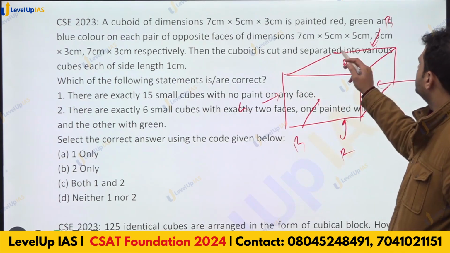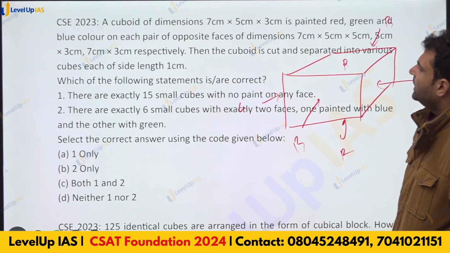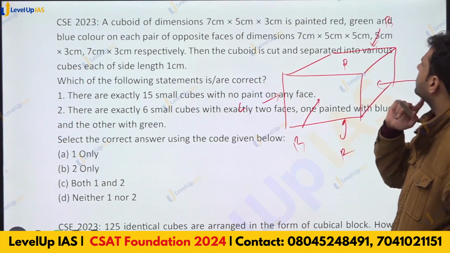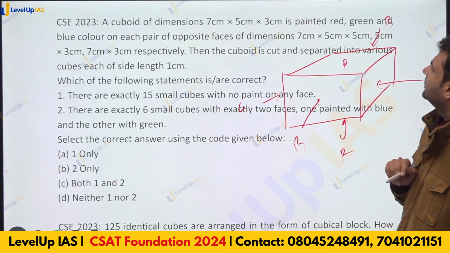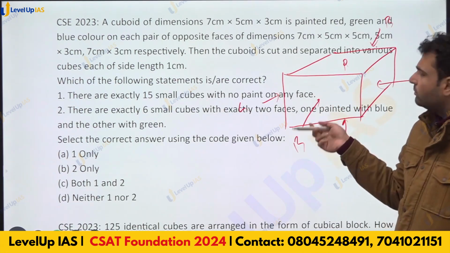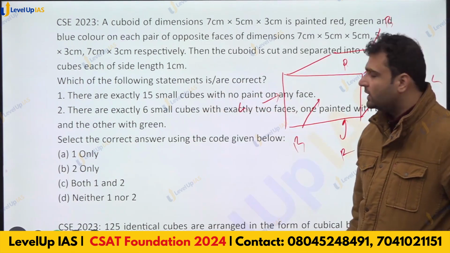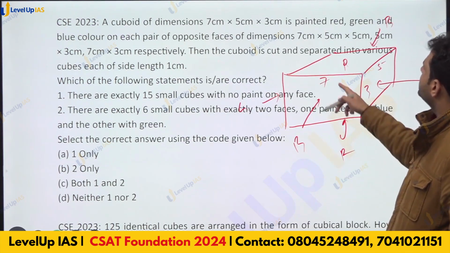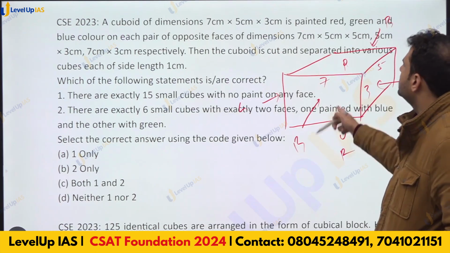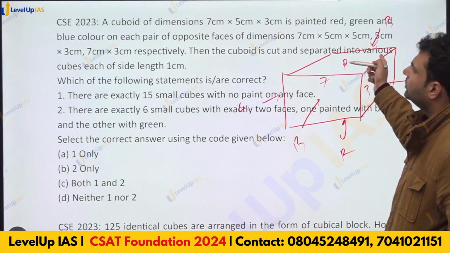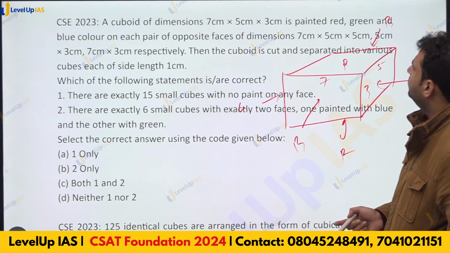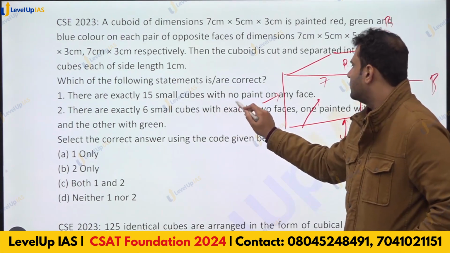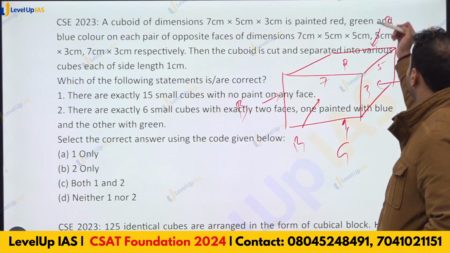Faces of dimensions 7 into 5, 5 into 3, 7 into 3 respectively. Okay, they have given where each color is as well, but that won't matter a lot if you look at the sentences. So basically, you can assume this has 5, this has 7, this has 5, and this has 3, and then they are saying 7 into 5 has red, 5 into 3 has blue. So this is blue according to them, and this is green.